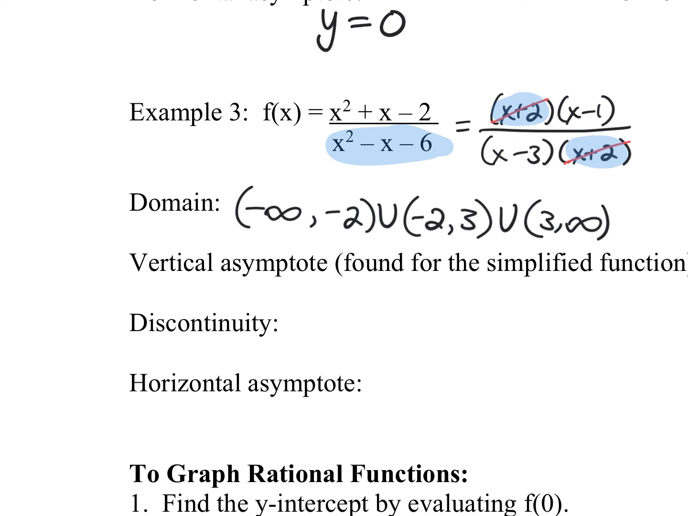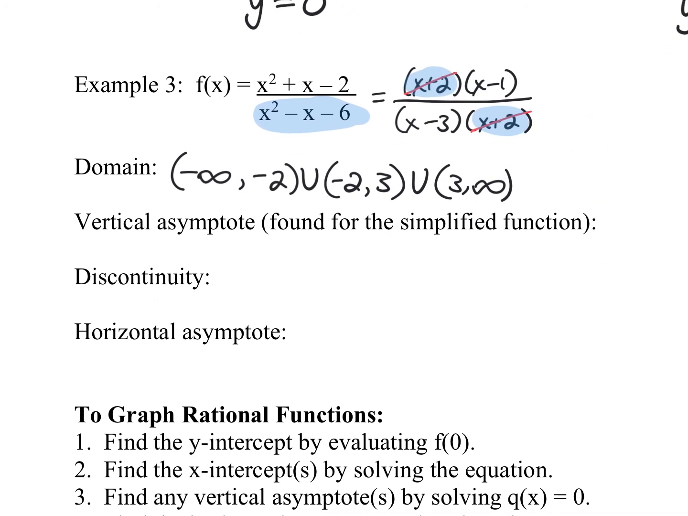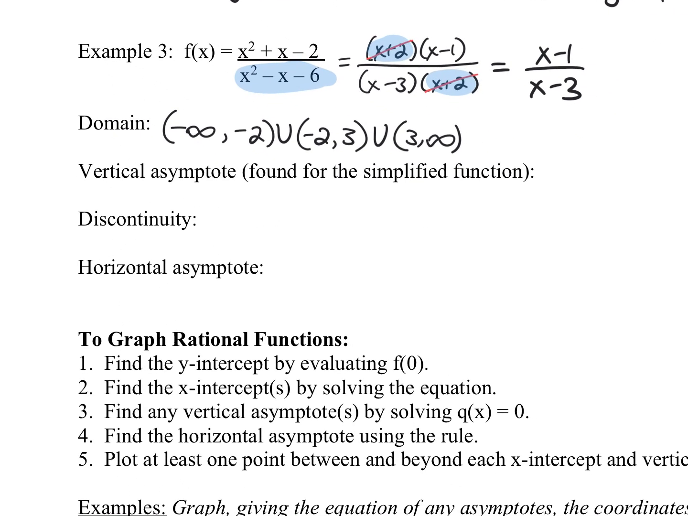Therefore, we must account for that canceled discontinuity, even though it doesn't appear in the simplified form. Our simplified form is x minus 1 over x minus 3. We only have one vertical asymptote here. It's going to occur at x equals 3.